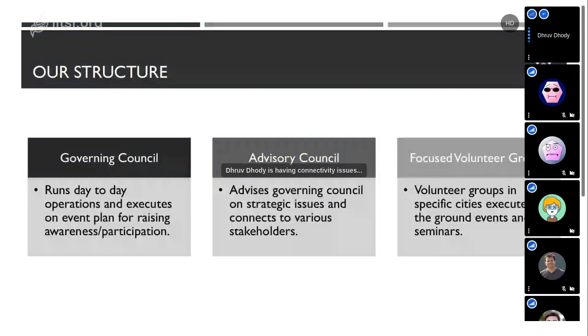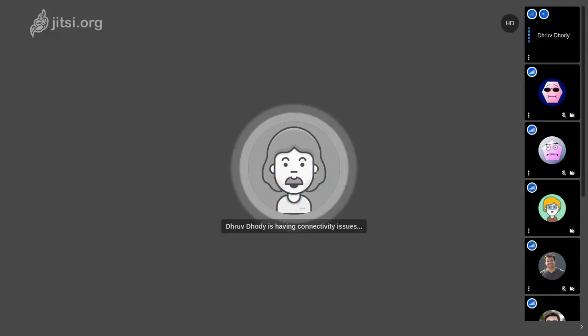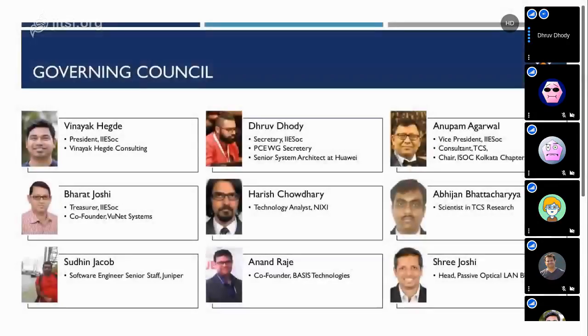So this is our governing council. There are a bunch of us from various different fields, some from vendor backgrounds, some from service, some who have started their own company or consulting. So a nice group of people who have been involved in IETF activities for some time. Vinayak, who is present here, is our president, and I'm the secretary. Then we have a bunch of other people from Bangalore, from Kolkata, from Delhi, etc. So it's an India membership.